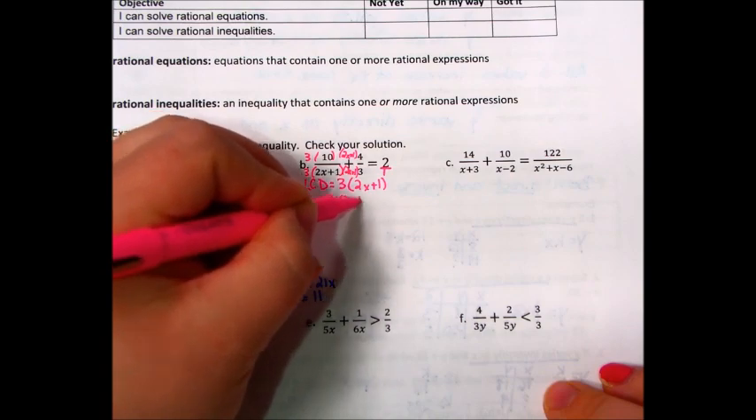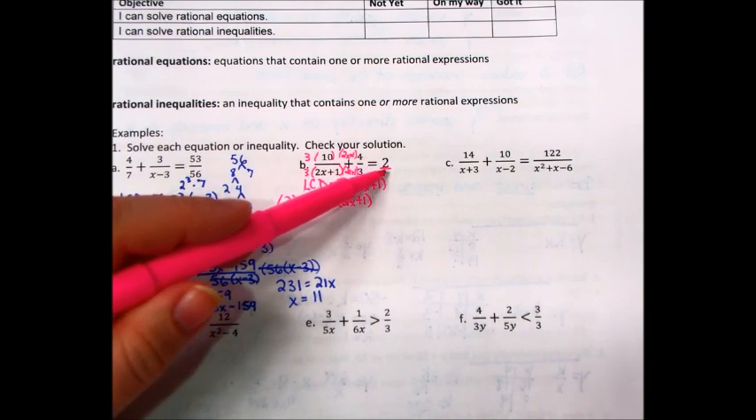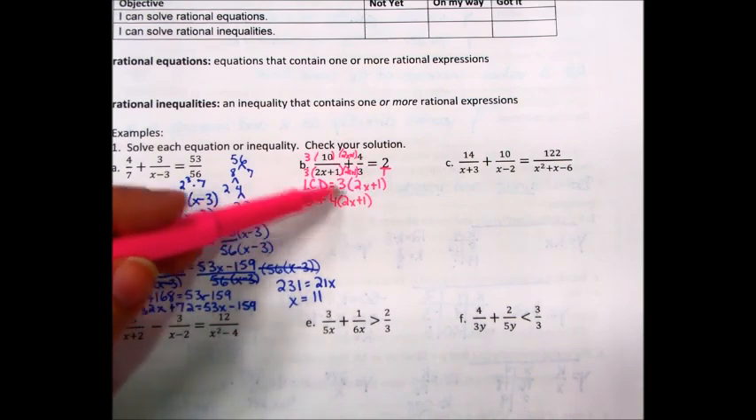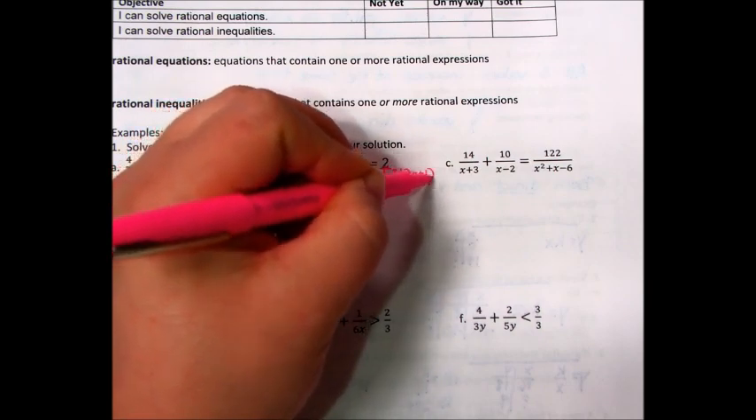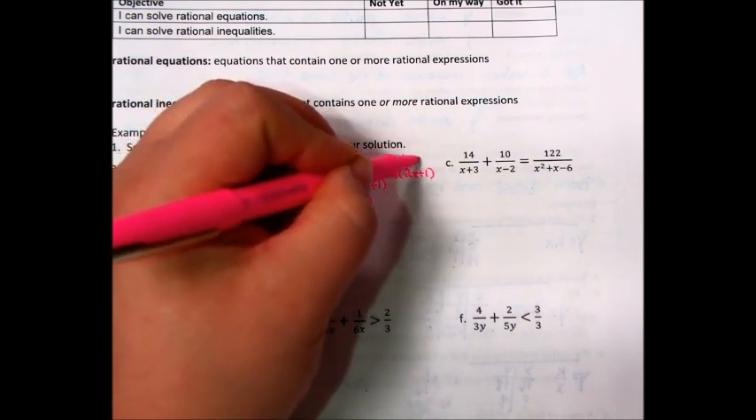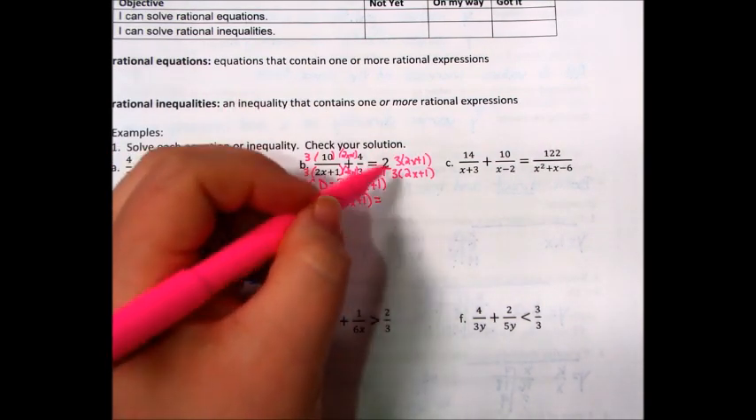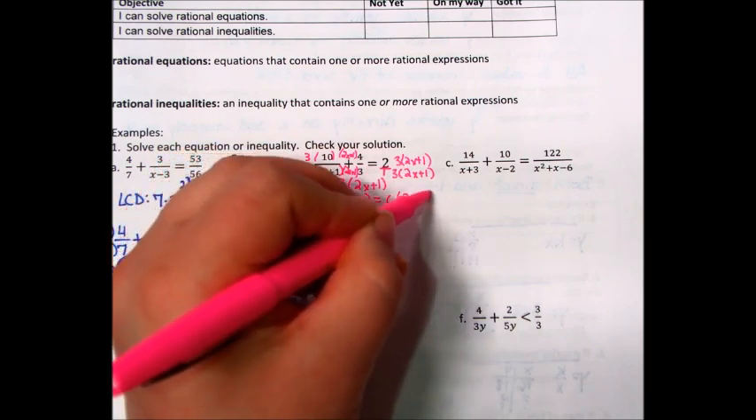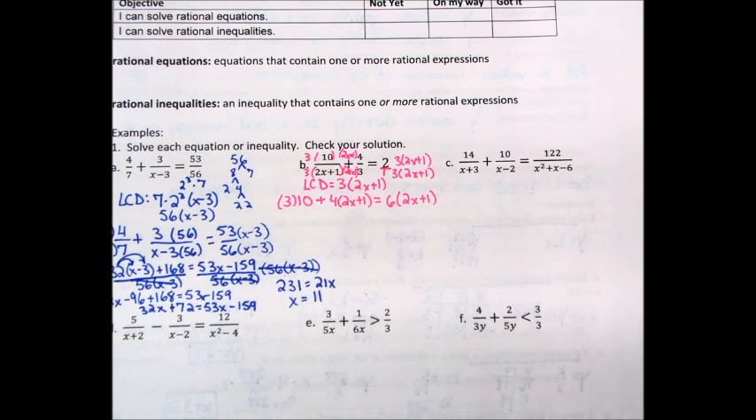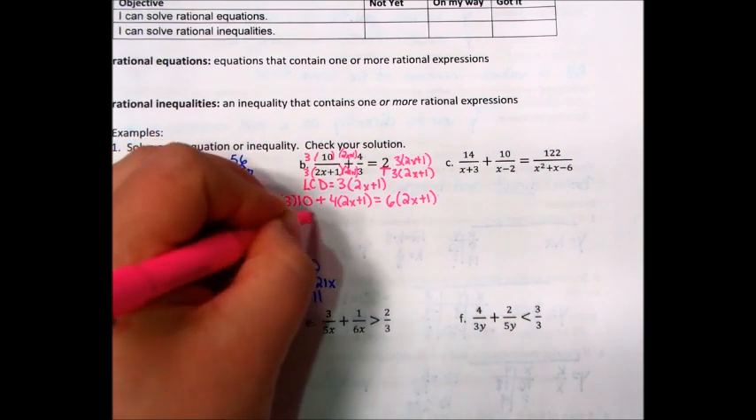So I have 4 times 2x plus 1. And then the last denominator doesn't have any of my common denominator, so we've got to multiply the whole thing out. 3, 2x plus 1. 3, 2x plus 1. And we're focusing only on the numerator. So 2 times 3 is 6 times 2x plus 1. So 3 times 10 is 30.